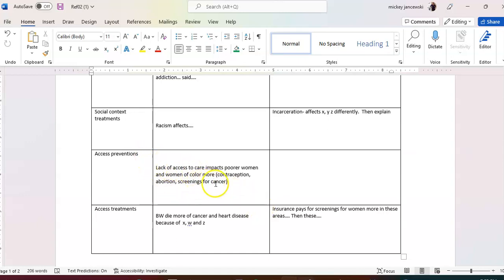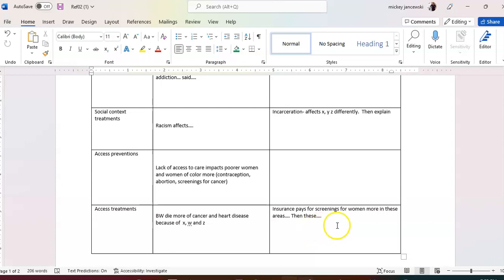So for access to care, similarities. For prevention, I have lack of access to care impacts poorer women and women of color more. And I give some examples, but then you would need a little more explanation here about what was similar. Another example I have for access to care and similarities is that Black women die more of cancer and heart disease because of whatever these 3 reasons are. So a similarity is that Black women die more of these diseases, but you'd need to explain why. What's in the discussion board and what was in the material you read that would cause that to happen.